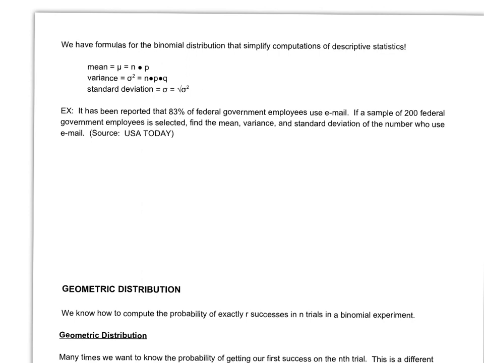So if we look at a quick example of this, it says it's been reported 83% of federal employees use email. So we know the p equals 0.83. That's going to make q equal to 0.17, so 17% of people don't. We take a sample of 200 federal employees.